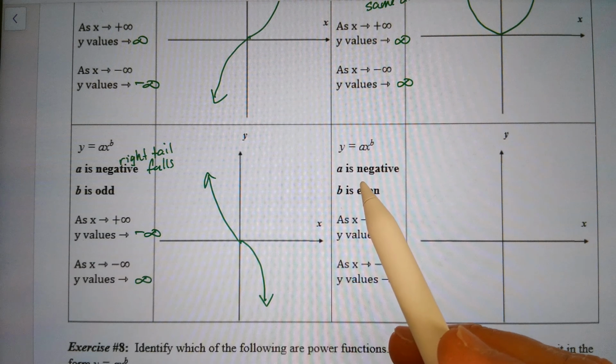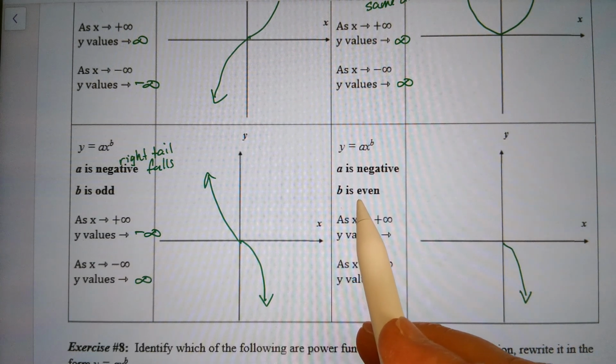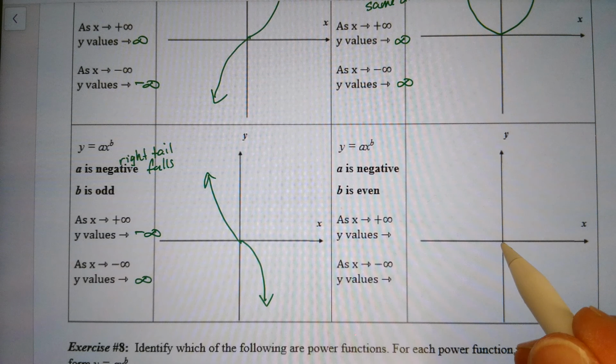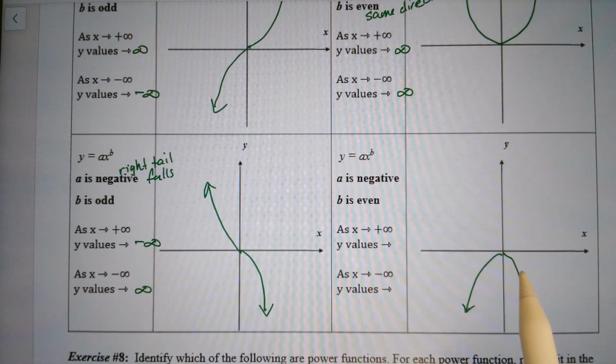If A is negative, we know the right tail falls. If B is even, we know that the tails point in the same direction, so that means the left tail must also fall. As x goes to positive infinity, as we follow out here, our y is going down to negative infinity. And as x goes to negative infinity, y also is going to negative infinity.